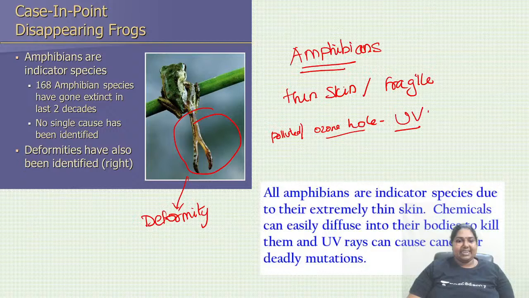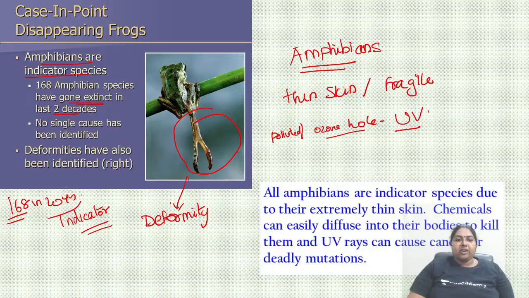So this is going to be an indicator. If there are more frogs, that says that the environment is healthy. If there are no amphibians, well, amphibians are the indicator species. See here, there were actually 168 amphibian species that have gone extinct in just 20 years. Why? They are very, very sensitive. In 20 years only, 168 varieties of amphibian species have gone extinct. That means our environment is deteriorating. It is all due to environmental factors only. So this is a good example of the indicator species. It tells about the environment.